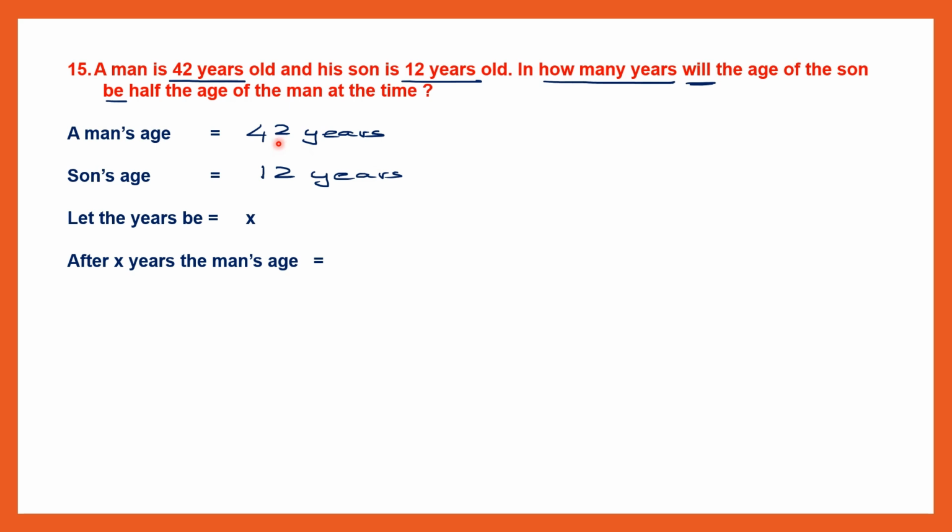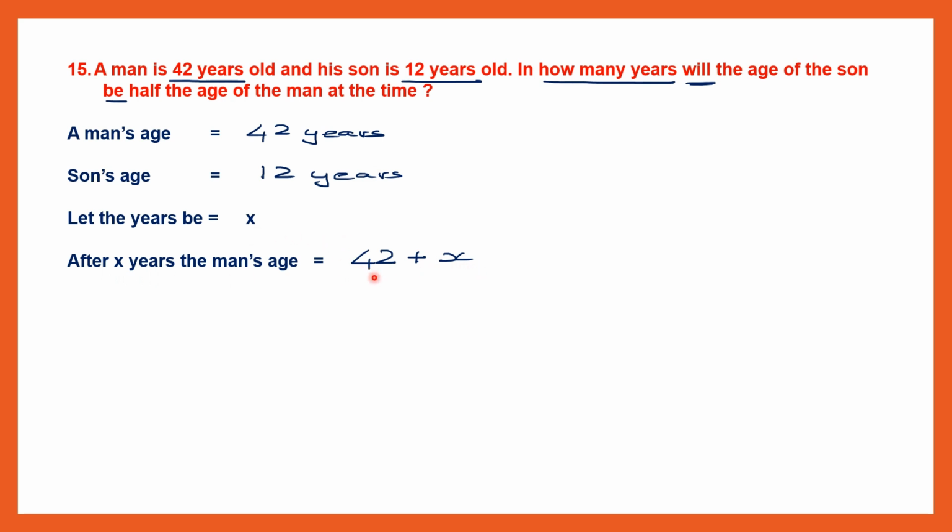After x years, it will be 42 plus x. Okay, so let's write that. After x years, the man's age is going to be 42 plus x. Now this x can be any number of years. Suppose this is 5 years, then after 5 years, the man's age will be 42 plus 5.